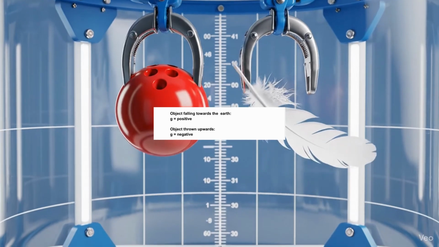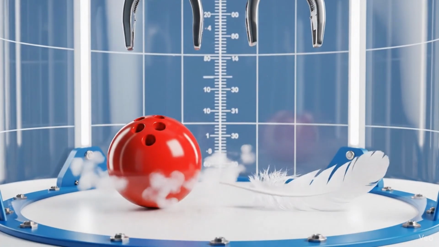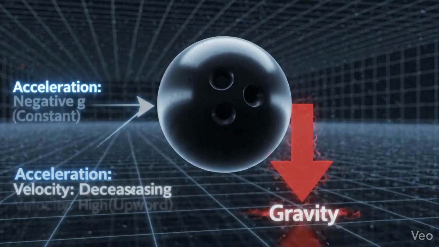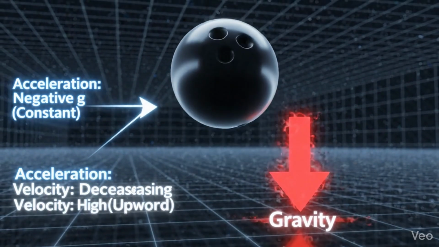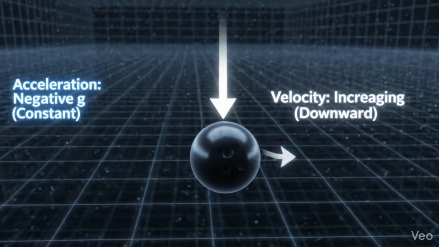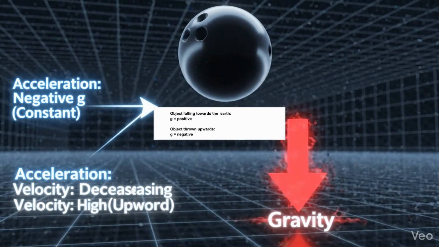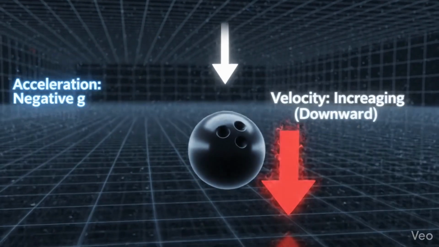When an object is falling towards the earth, that means towards gravity, g is positive. For calculating the motion of an object thrown upwards, the acceleration is negative, that is, in a direction opposite to the velocity, and g is taken to be negative.